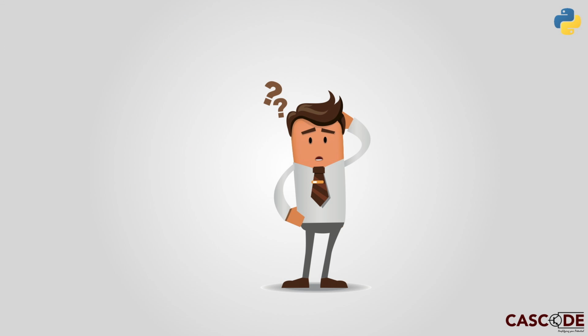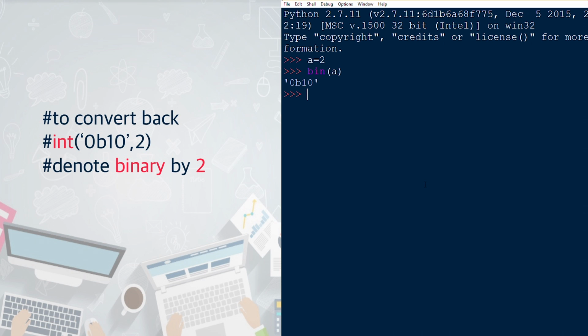Now, how could we convert back? That's slightly more complicated because we're dealing with a string, and we need to specify the notation system that this number's in. So we're going to use the keyword int, open parentheses, type that string that was produced, all right, and then we're going to place a comma, and we're going to denote that this is binary by using the number 2. Okay? And we're going to hit enter, and you see it returns our original integer value 2.